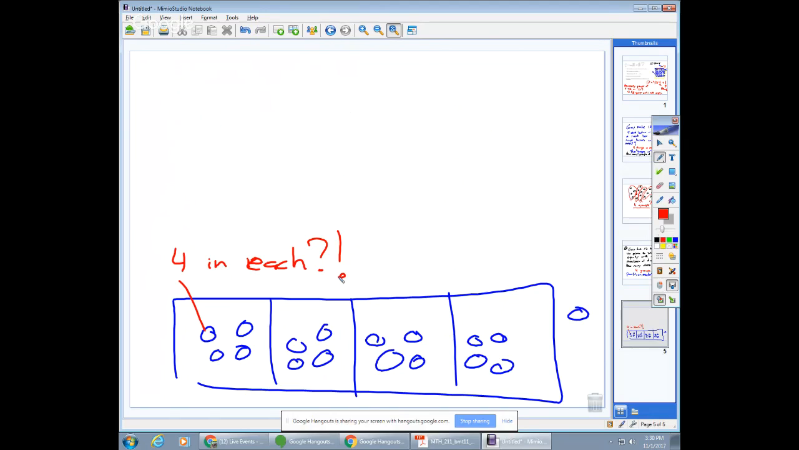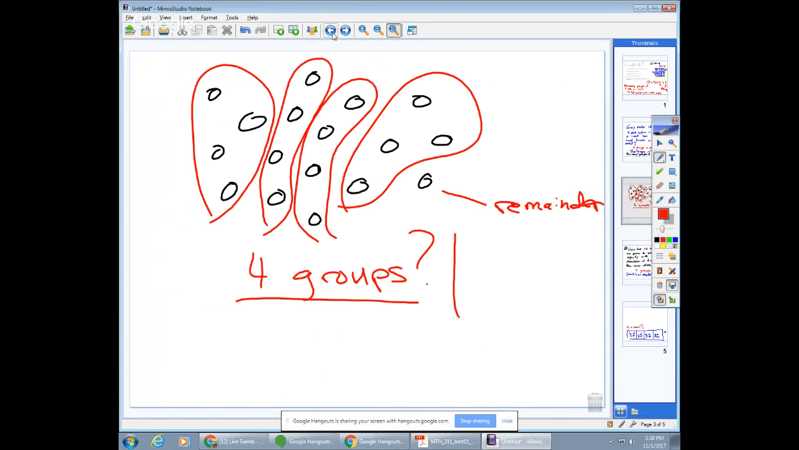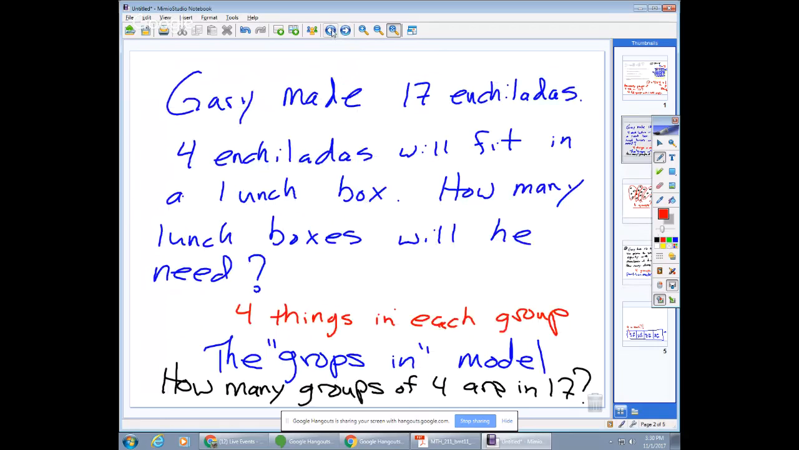What model was the other one? The other one was called the set partition model. So this one here, or the first one? The first one, it's usually called the groups in model. Sometimes it's just called the set model. But the partition model is a set model too. So they're both set models. Often you'll see this one called the set model. So sometimes instead of groups in, it'll just say set. Otherwise, the other version of the set model is the partition model.